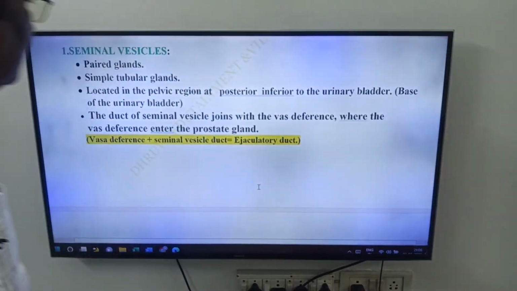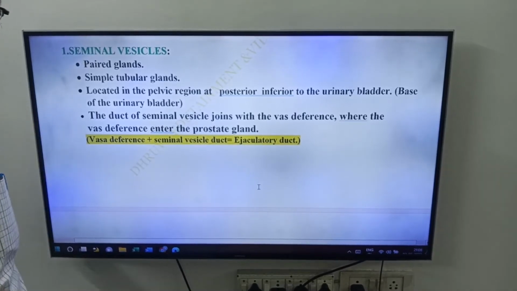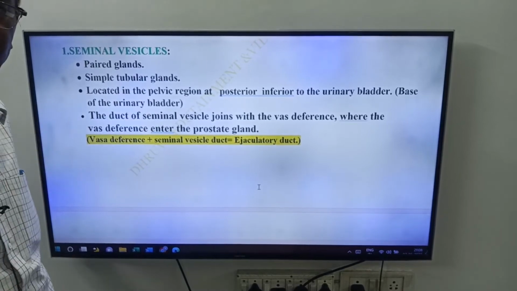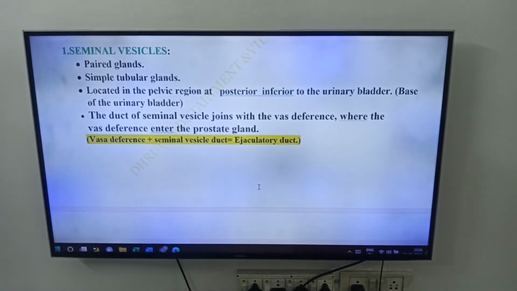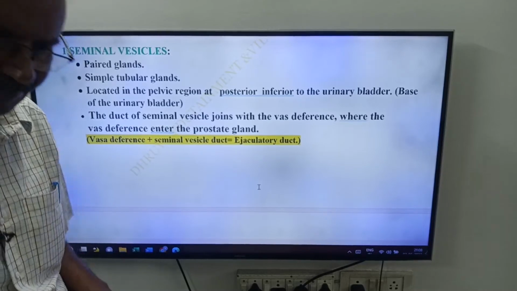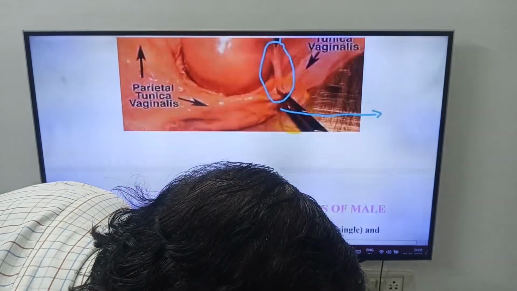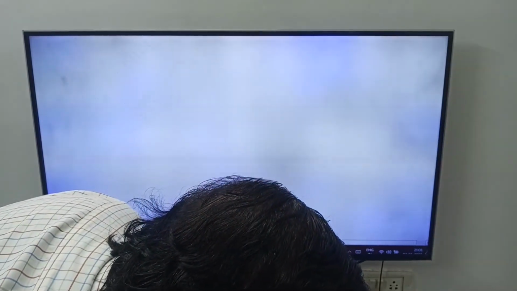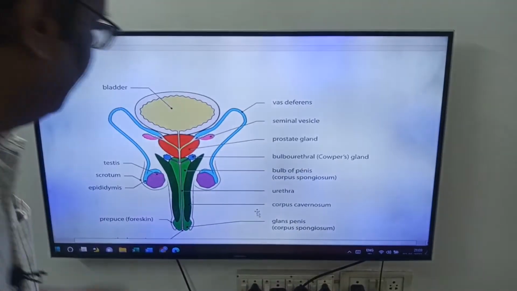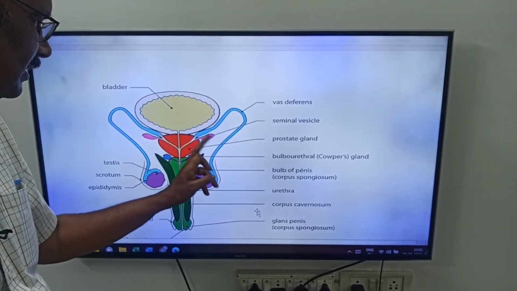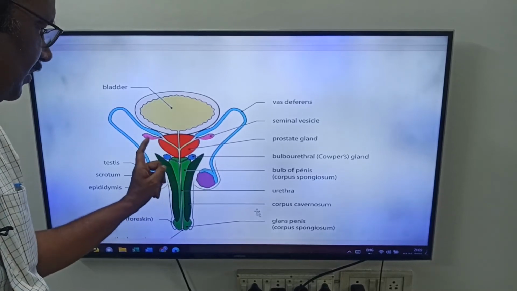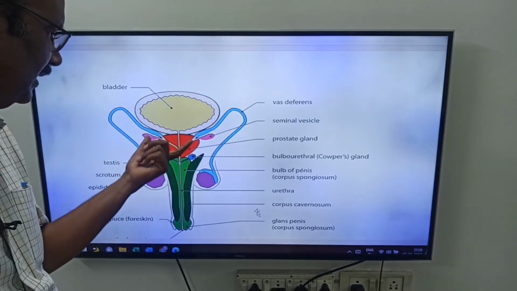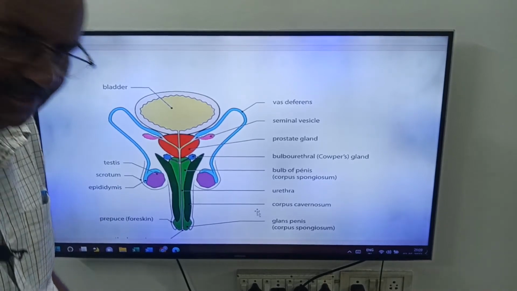First we'll take seminal vesicles. Seminal vesicles are paired glands. They are one pair in number, friends. They are simple tubular glands. They are located in the pelvic region, posterior and inferior to the urinary bladder, or at the base of the urinary bladder. Where do we have seminal vesicles? See, friends, in this image, these are seminal vesicles. How many are there? One pair. They are present at the base of the urinary bladder. Okay, friends.